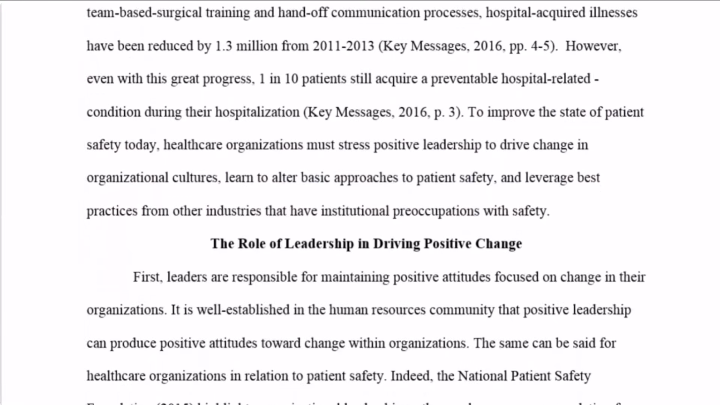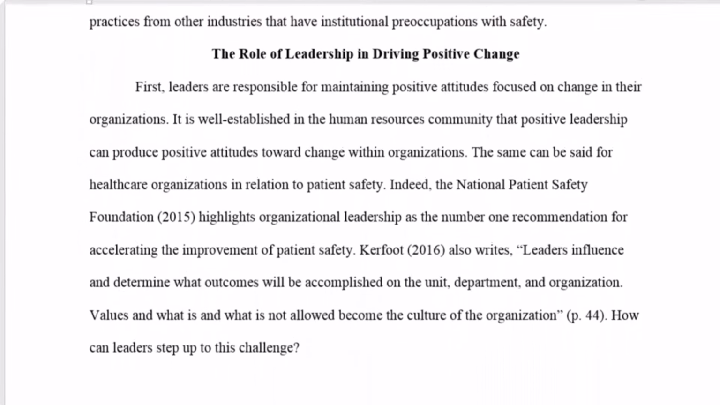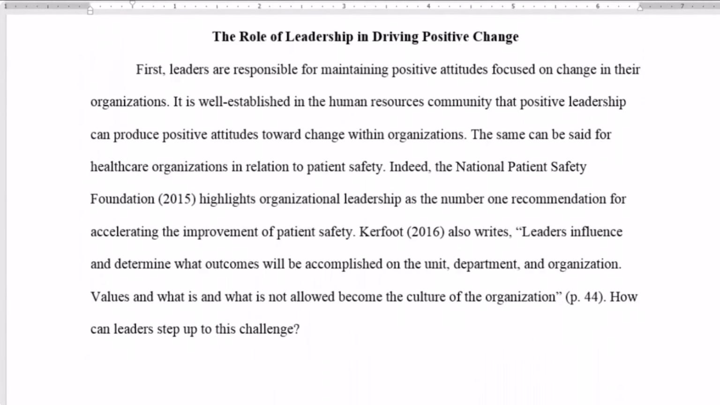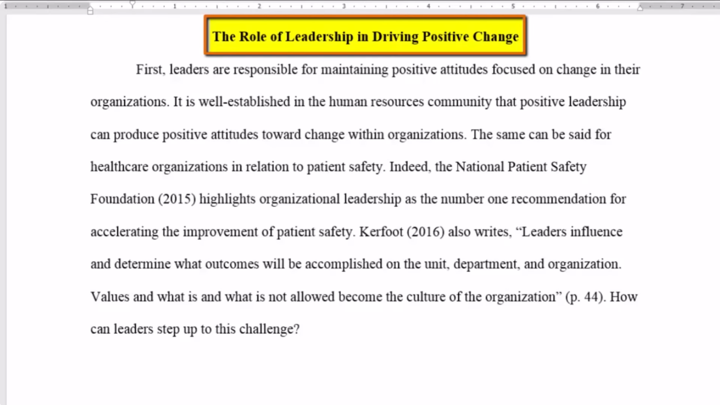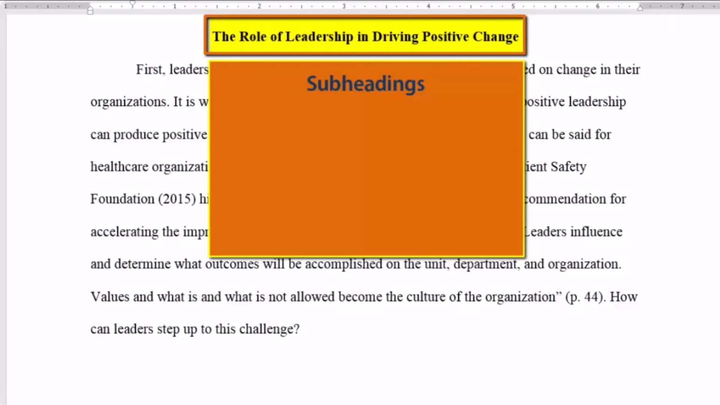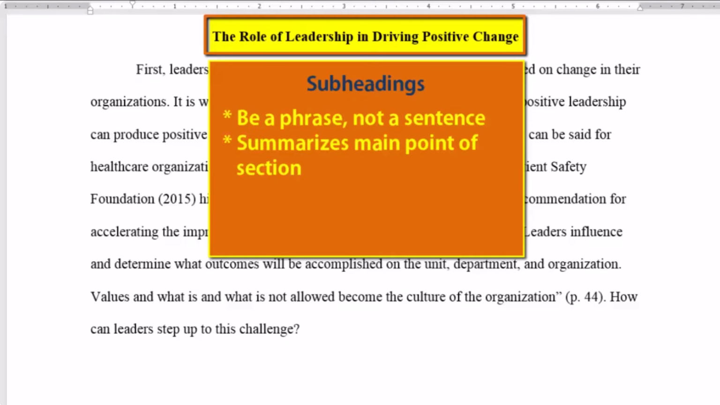Okay, let's move on to the first body section and notice the following things. First, each of the three body sections will be set off by a subheading, like the one you see here. This subheading should be a phrase, not a sentence, that summarizes the main point that will be discussed in the section. In this case, the subheading, "The Role of Leadership in Driving Positive Change," signals to the reader what point this entire section will be making.